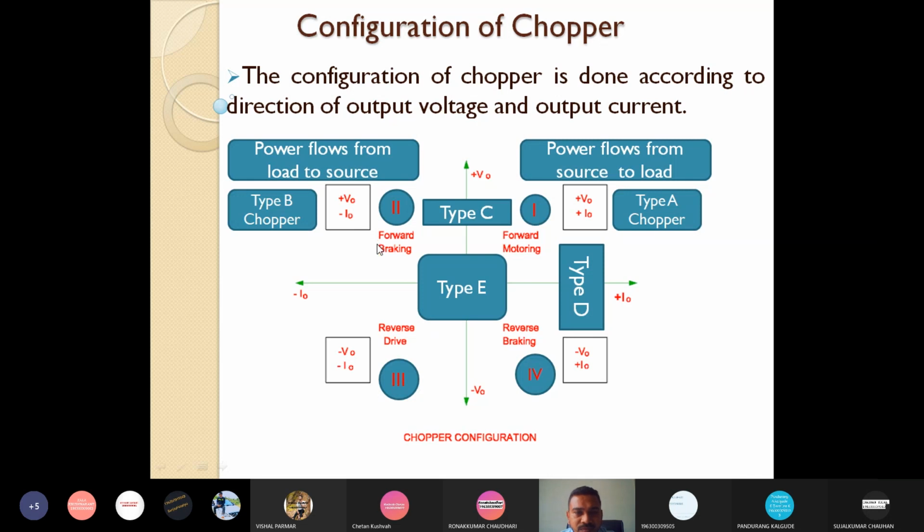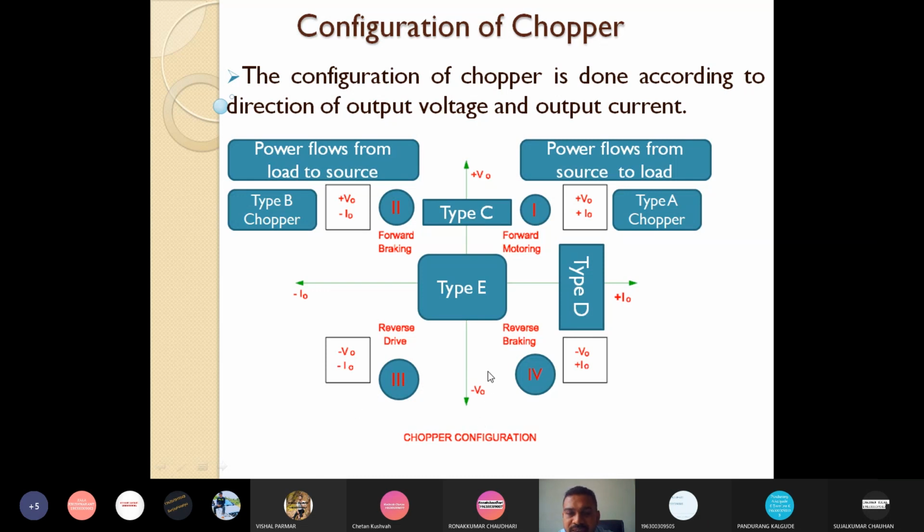Now the third quadrant. In the third quadrant the output current is negative and the output voltage is also negative. So the combination of negative output current and negative output voltage that we get in the third quadrant is known as the reverse drive.